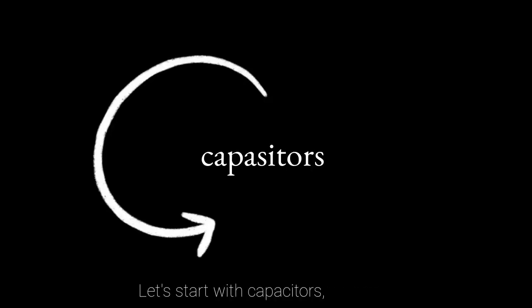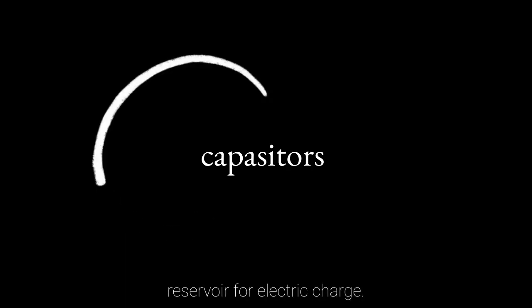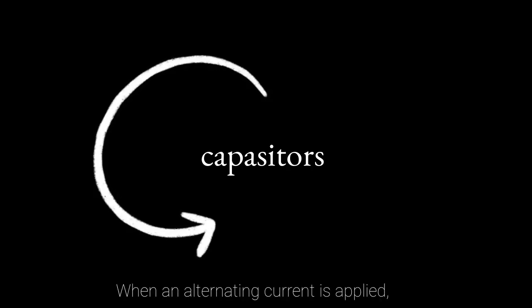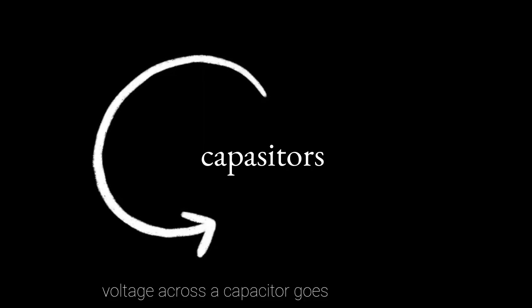Let's start with capacitors, shall we? A capacitor is like a temporary reservoir for electric charge. When an alternating current is applied, the voltage across a capacitor goes up and down. But there's a catch. Capacitors aren't fans of sudden changes in voltage. They resist these changes by storing up energy while the voltage increases, and releasing it when the voltage decreases. This resistance, my friends, is known as capacitive reactance.